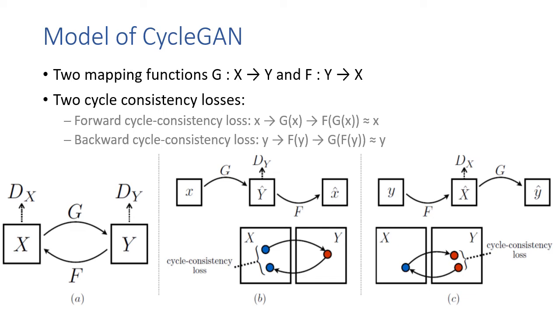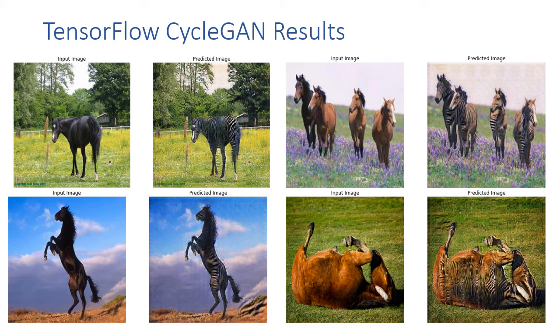There are some examples from the TensorFlow CycleGAN tutorial. As we can see, the model learned to translate horse into zebra. So it can translate different kinds of horses into zebras. Although not perfect, in some cases it can generate quite good results.